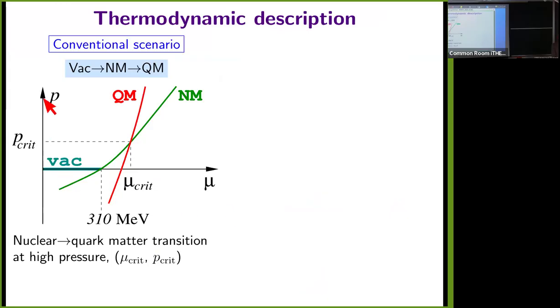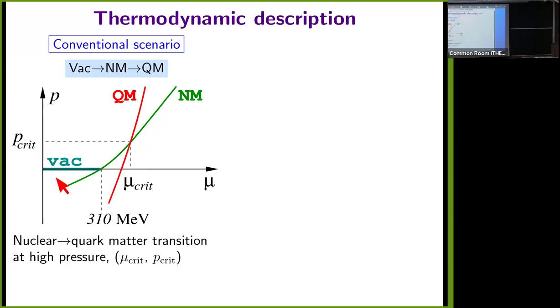So this is a plot of pressure against quark chemical potential. And the conventional scenario, where you have vacuum going to nuclear matter, going to quark matter, is where the pressure as a function of chemical potential looks like this. So for nuclear matter, you have a curve like this. And for quark matter, you have a curve that comes up and intersects it at some positive pressure here.